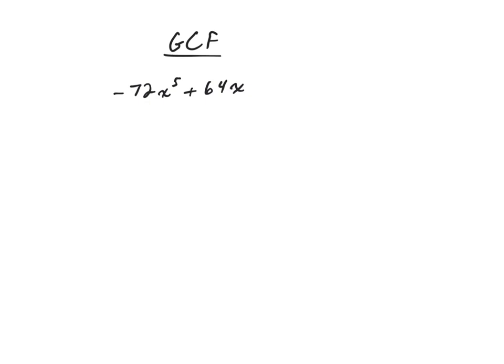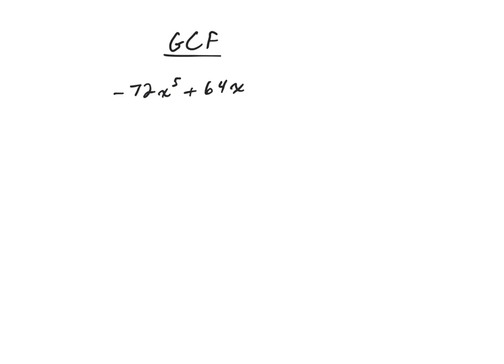So here we go. With GCF, it's important to remember that if we're going to take anything out, it has to go into every term. Remember, terms are separated by addition and subtraction symbols. So in this particular instance, we have two terms here. What we're going to do is check coefficients first. So we've got to check negative 72 and 64 here, something that divides evenly into both numbers.